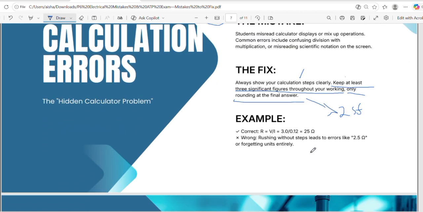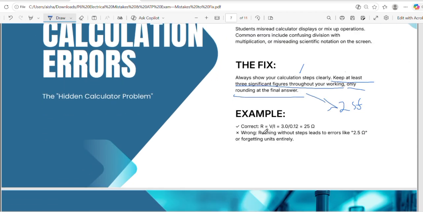So, a correct example: resistance is voltage over current, and if you have 3 volts and 0.12 ampere, and you want to find the resistance, that'll be 25. But some may write it as 2.5 because they may say, oh, it's 3.0. They may confuse it with 0.3 or maybe 30 or something like this, or maybe they may consider 1.2. So just make sure, just keep checking. Just check to make sure that it's correct. Check twice.